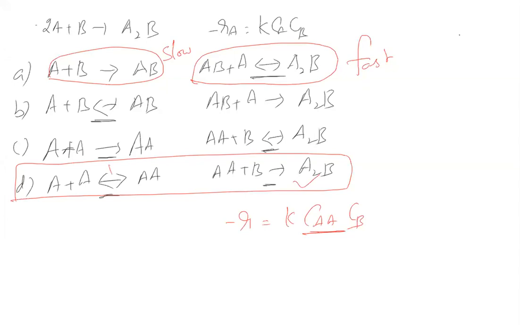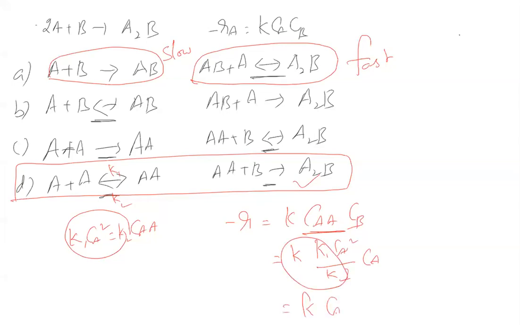So let's say this is K1, this is K2. Then how do you write this equation? K1 CA square into K2 CAA. So what can you write? CAA can be written as K1 CA square by K2 into CB. All these are constants. K into CA square into CB. So this is the rate equation if you consider this one. K into CA square into CB.